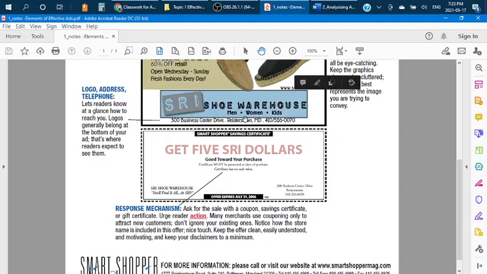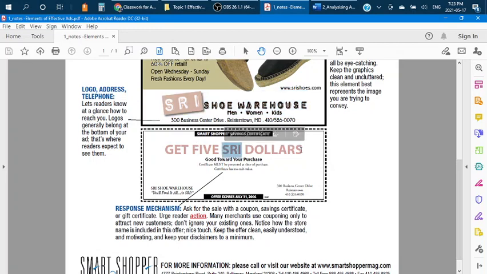Shoe Warehouse, men, kids, women. So you have the logo, you have the name of the company right there. You have it right here as well, and you also have it down here, Shoe Warehouse. So you have the company name on the coupon and on the poster. So even if you detach the coupon, you're still advertising.